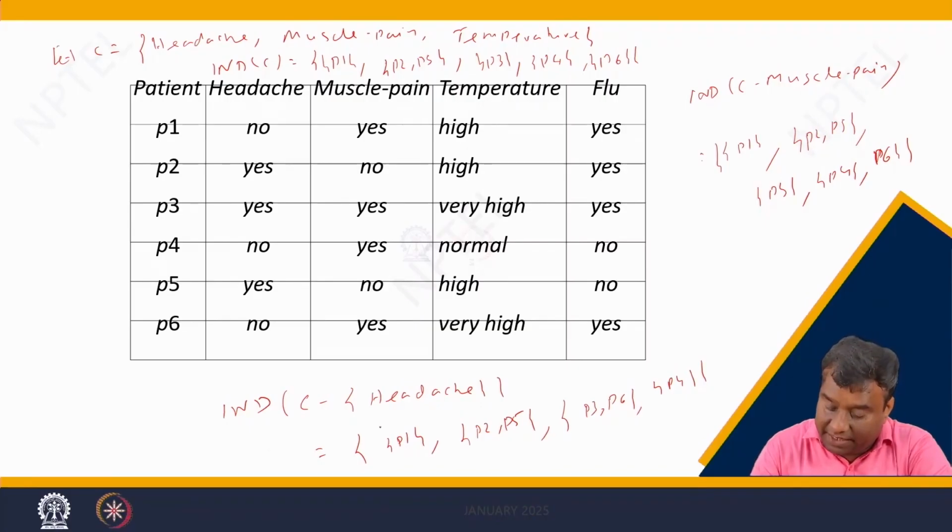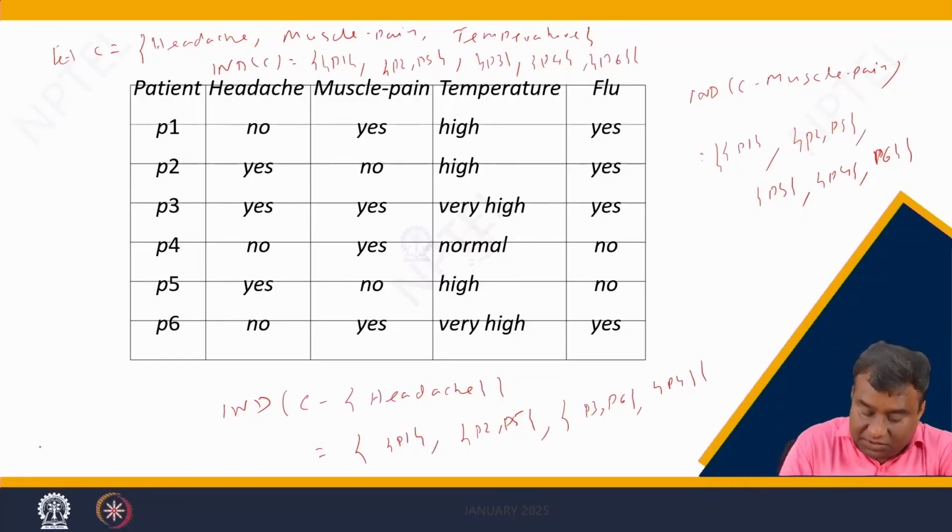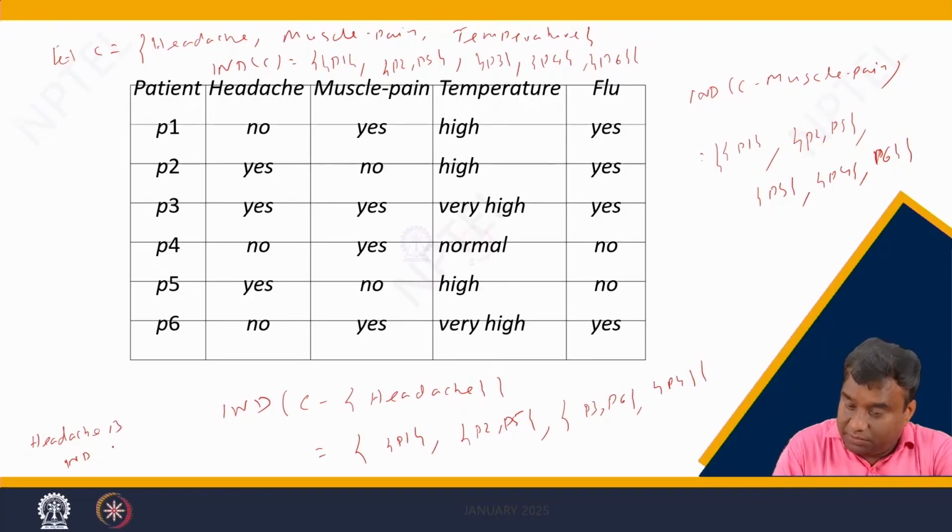Similarly, if you find C minus headache, you remove the headache here. So yes high, so P1 is different. No high, P2, P5. P3 is yes very high, P6 yes very high, and P4 is different. So these two are not equal. So you can say the headache is indispensable. Here I am saying that these two are not equal, P3, P6 is there, so it is not equal. So this is indispensable for this example.